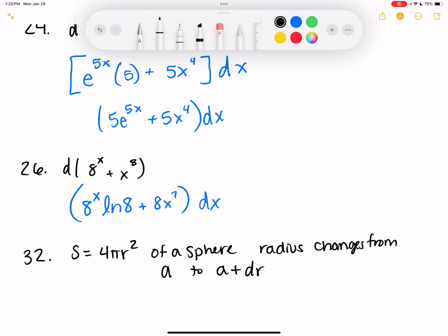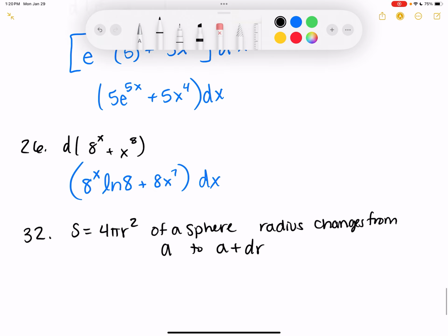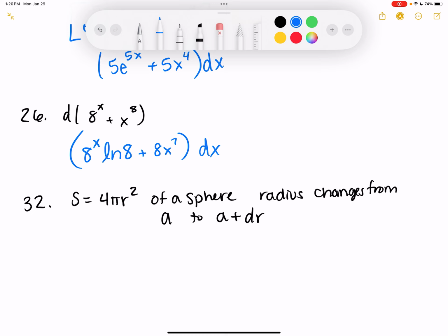These are actually easy. They just don't seem like it. So the first thing we're going to do is take the derivative of this. I'll do this one for you. So ds is equal to 8 pi r, that's the derivative of that side, times dr, because I took the derivative of s with respect to r, so I've moved that dr part to the right, okay?